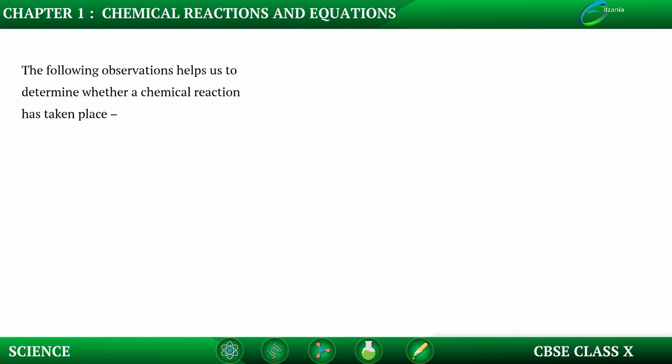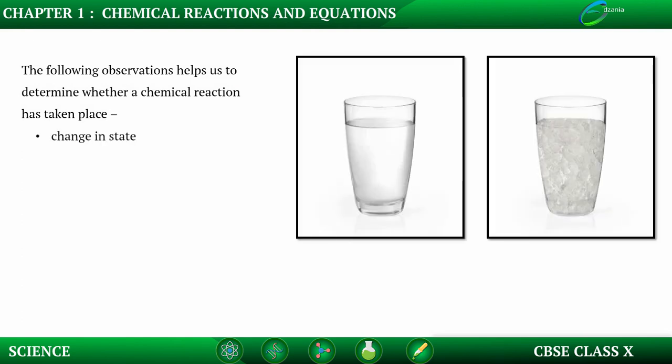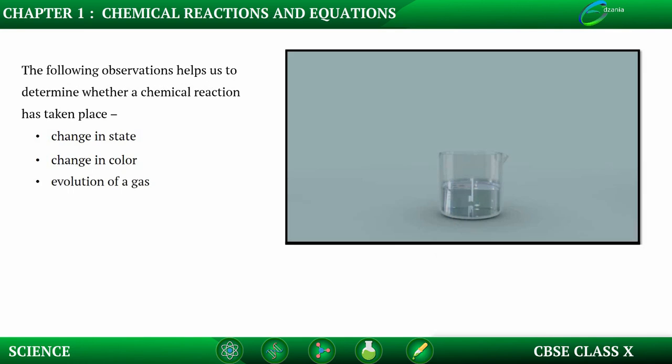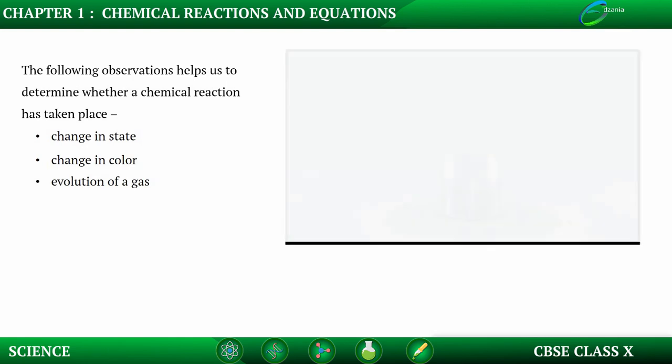From the following observations, we can know whether a chemical reaction has taken place or not. That is, whenever there is a change in state, we can say a chemical reaction has taken place. Or whenever there is a change in color. Or in a reaction, when an evolution of gas occurs, we can say a chemical reaction has taken place.